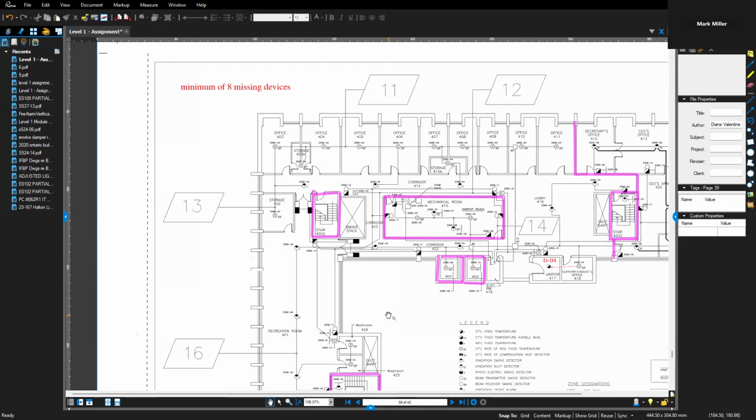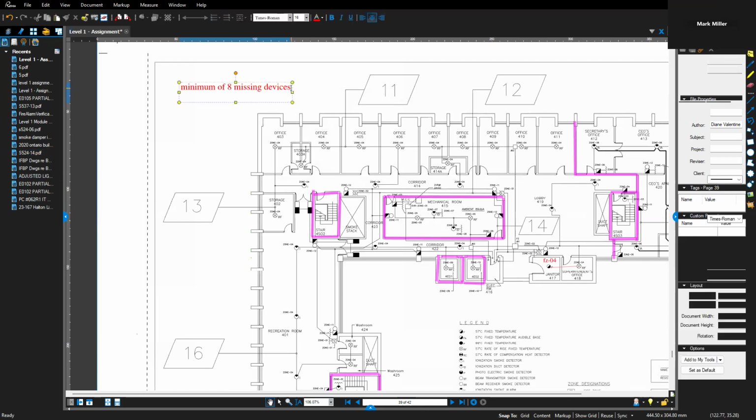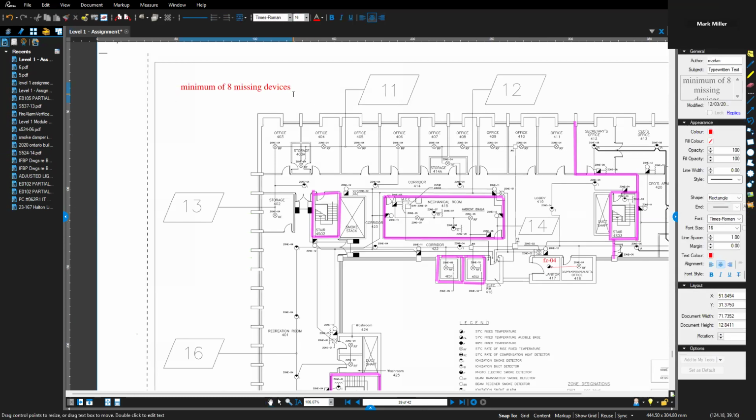So that's stuff that we have to look at. We have a minimum of 8 missing devices, and this is a group C occupancy and a group D occupancy. Right. So we have to be mindful of that. That's going to tell us what devices are missing. And that is the 3 sections of the assignment.